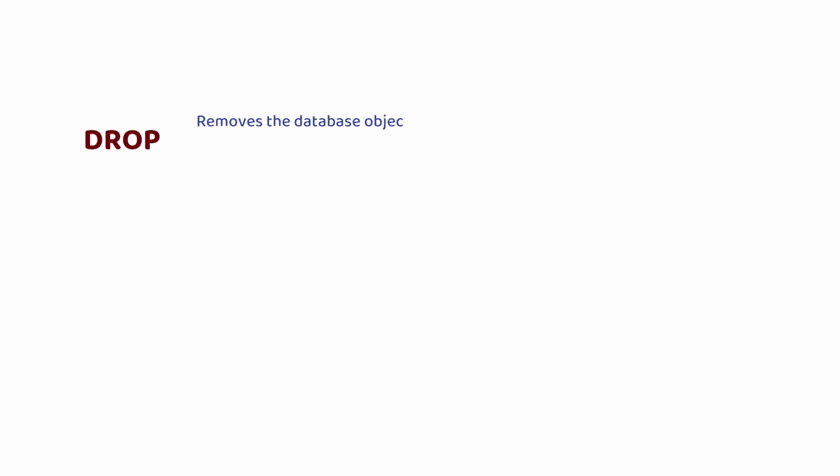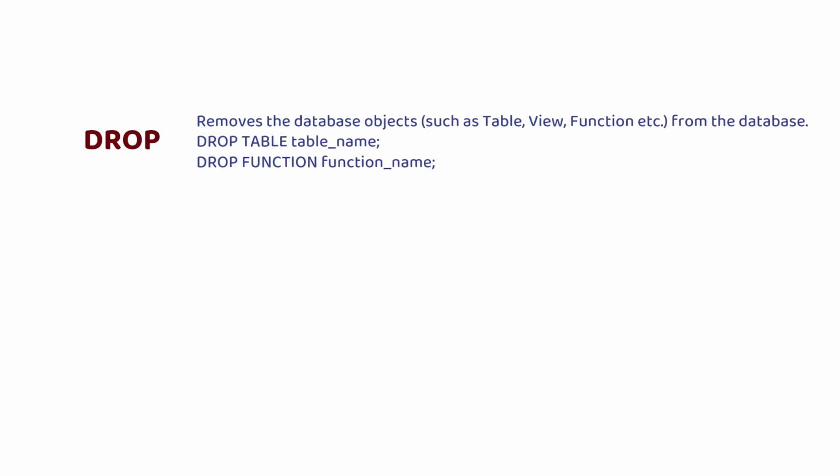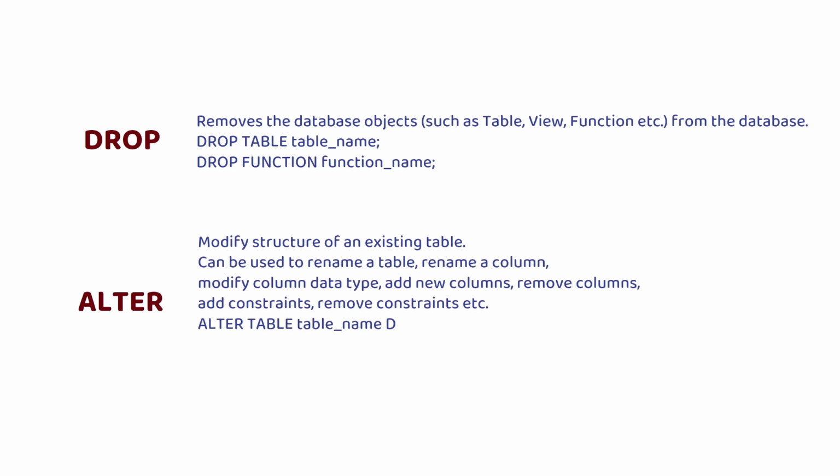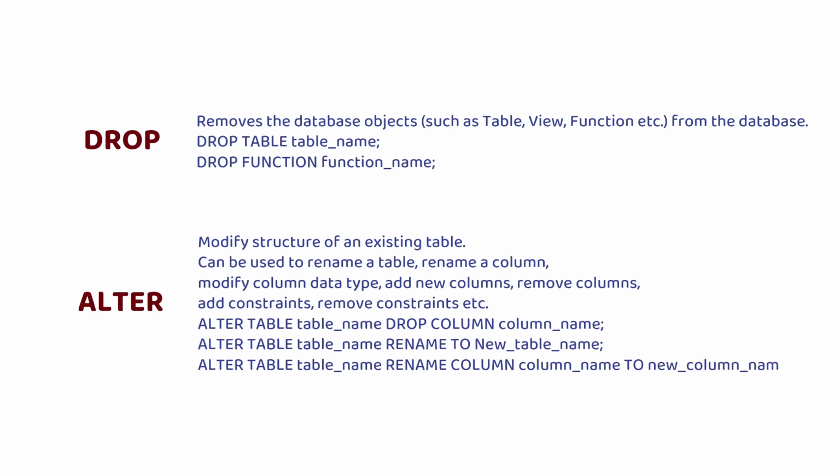Drop. As the name suggests, drop is used to remove a database object such as table, view, functions, etc. from the database, whereas alter is used to modify the structure of an existing table. Alter can be used to rename a table or rename a column. Alter can also be used to add new columns or change the data type of an existing column. Using alter, we can also add new constraints to a table.